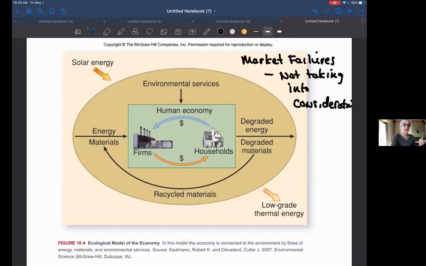So we also don't take into consideration when we extract resources, how we are degrading the environment and making it so that these services, the things that the environment does for us, are degraded. And so we could put an economic value on, say, for example, the rainforest. And that rainforest could have an economic value in terms of the environmental services it does in helping to regulate our climate. And can we work that into our economics?